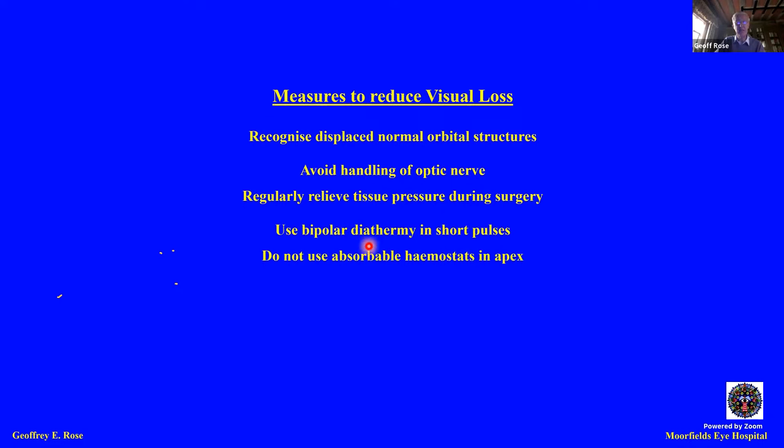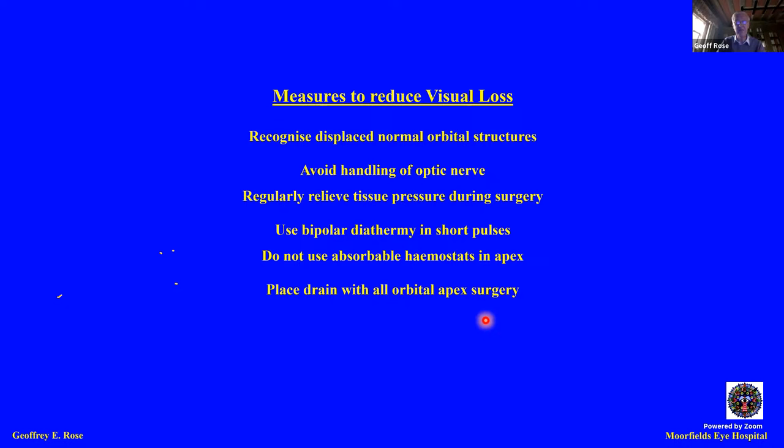As mentioned, use bipolar diathermy in short pulses. Avoid long pulses because you get heat transfer during the time that you've got your energy going in. Don't use absorbable hemostats. There's some suggestion that if you put things like Oxycel or other dissolvable sponges in the orbital apex, they may actually expand with time and worsen the problem.